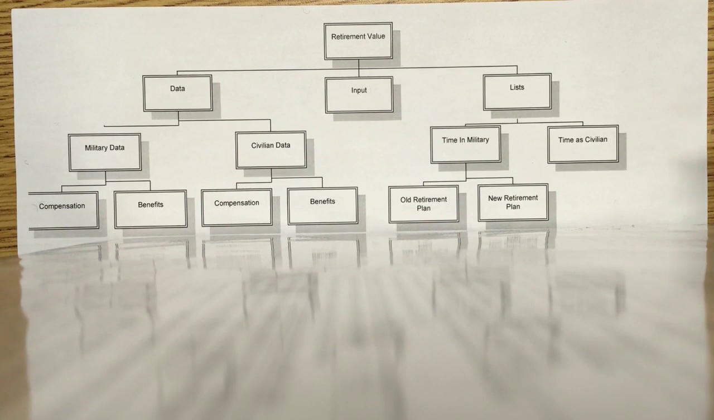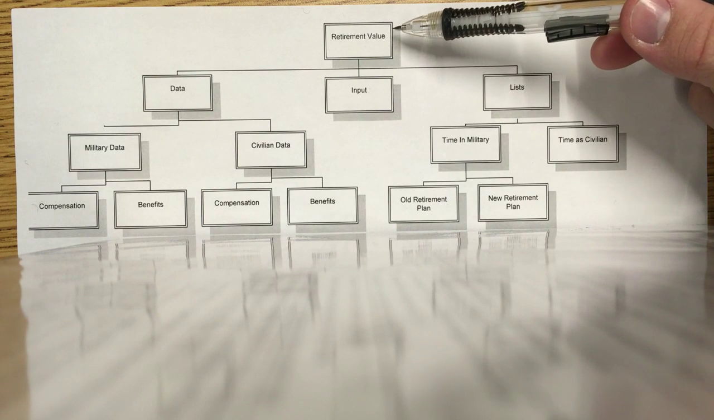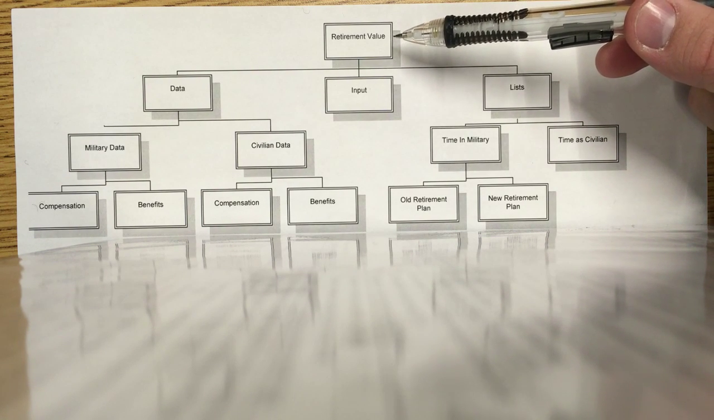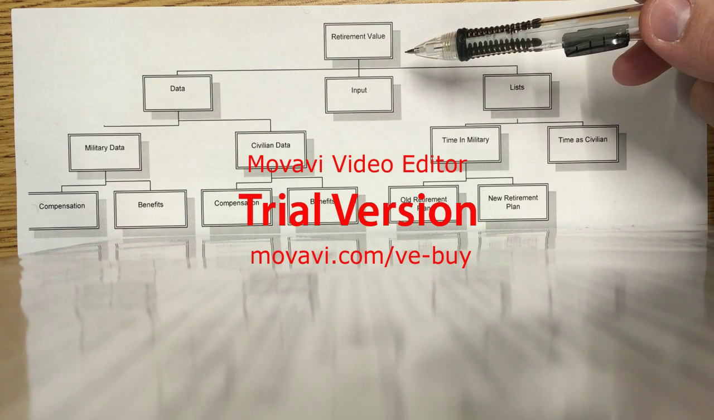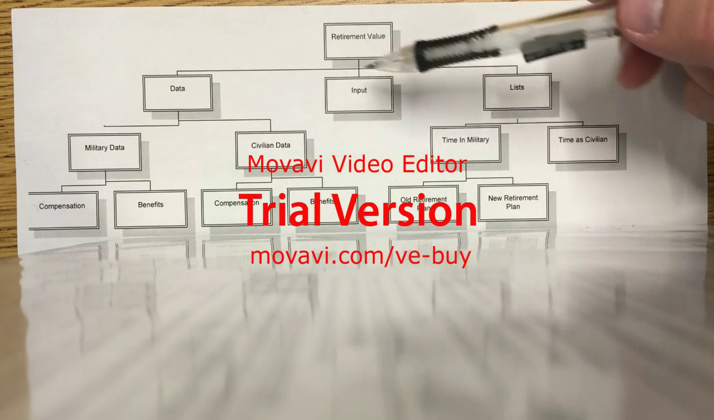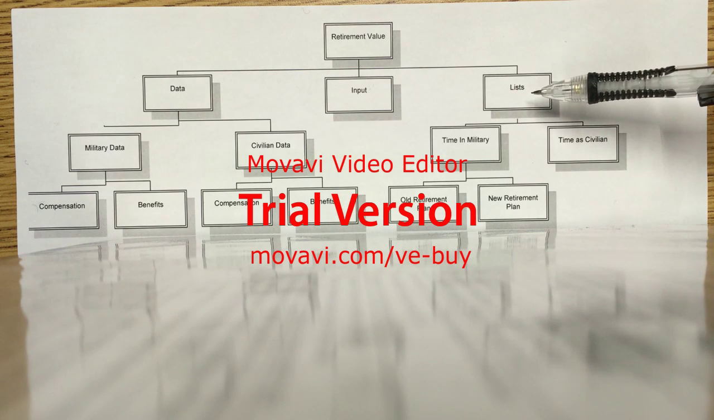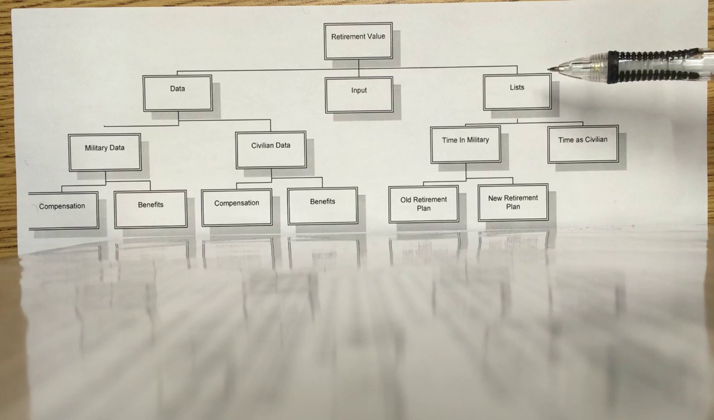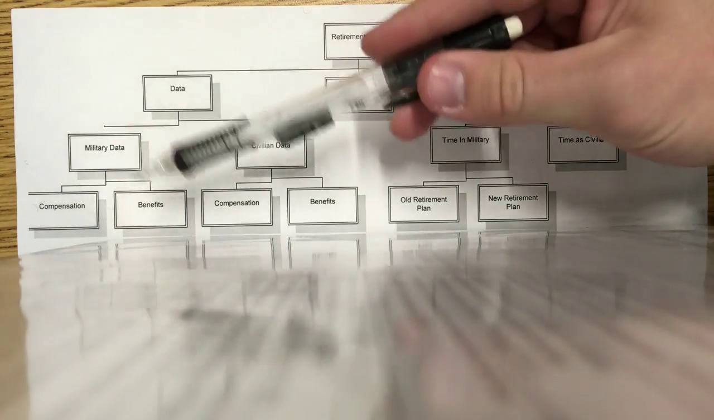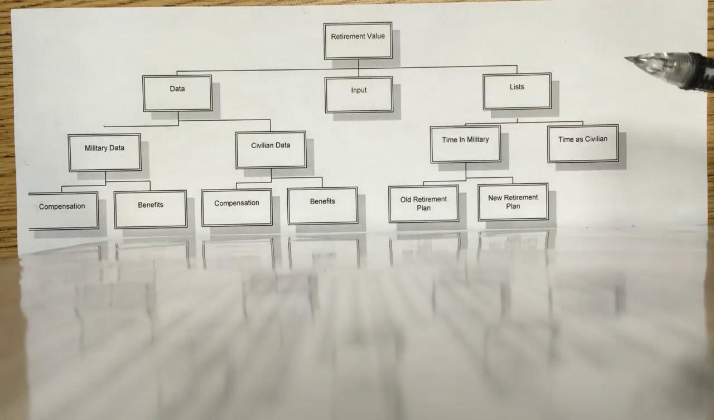This is our block definition diagram for our retirement tool. At the head of the chart is the actual function, which is to find the retirement value for a given career plan. Under the main function are three sub functions, which are data, input, and lists. Data is all the information that will be gathered from both military and civilian jobs, which include compensation and benefits.